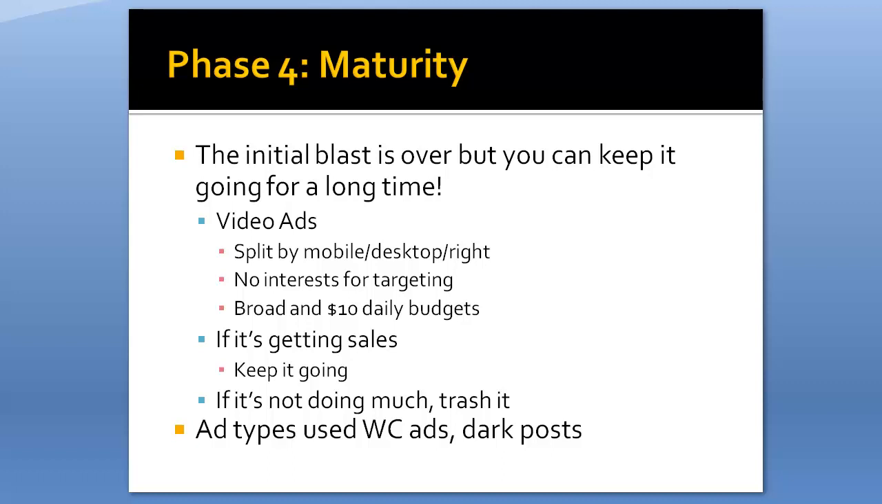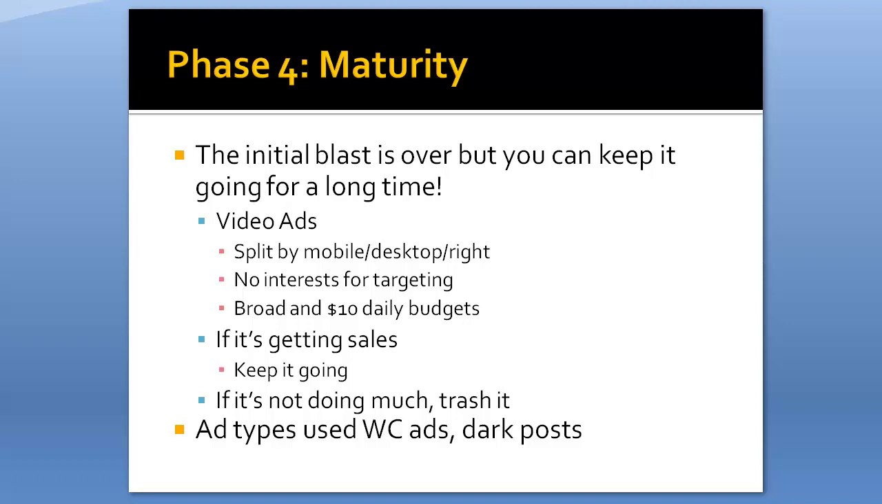Now, once we get to phase 4, the initial blast is over, but you can keep it going for a long time. You can actually have evergreen campaigns at this stage. We're going to switch over to video ads for this, and we're going to split them out by mobile, desktop, and right side. We're going to basically use no interest for targeting. We're just going to rely on our pixel, which already has hundreds or even thousands of sales on it already. And we're going to go broad with these videos. We're going to set the budget a little bit lower at $10 per day. And we're just going to kind of drip feed sales to our campaigns because the initial blast is done.